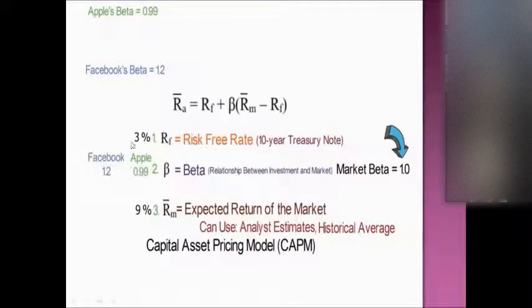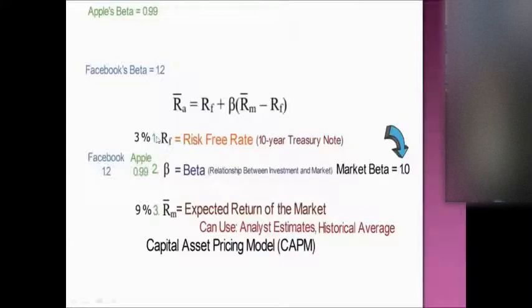Estimate lang po ito. Okay? So, meaning to say, the expected return of the market is just an estimation. Okay? So, how are we going to get this expected return of the market? Normally, class, we get this from analyst estimates, yung mga researchers, kung magkano nila tinatayang yung magiging return of the market, or sometimes it is based on historical average. Okay? So, in our particular example, we get this 9% from the last 10 years historical average.